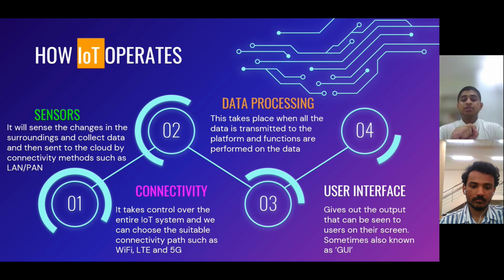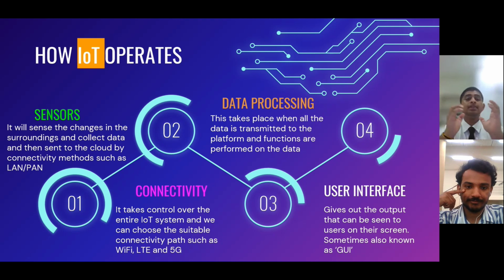And finally is the user interface step. User interface actually gives the output that can be seen by users on the screen. It is also sometimes known as graphical user interface, or in short, GUI in smartphones. UI and GUI are the same thing with the same functions.